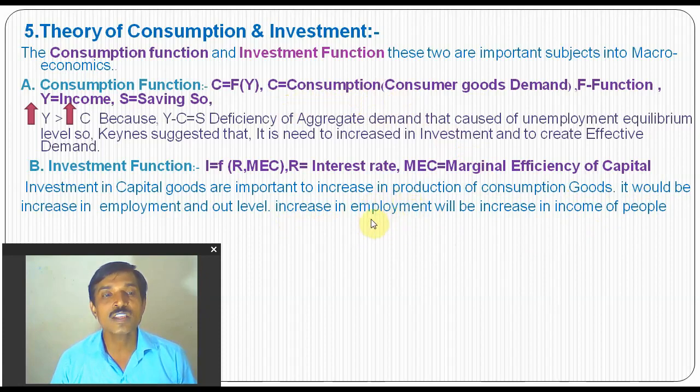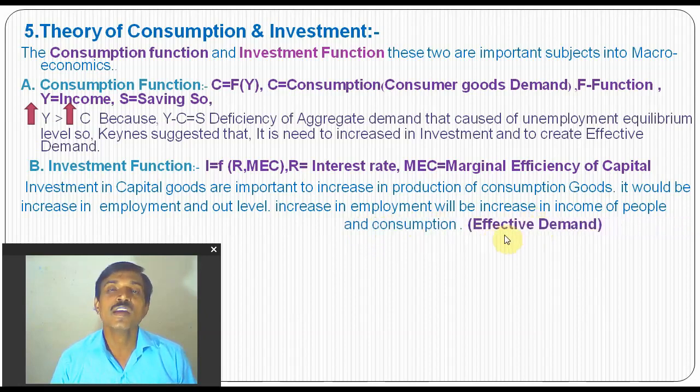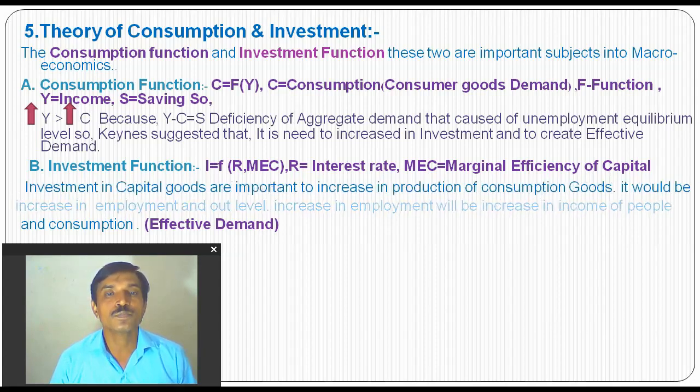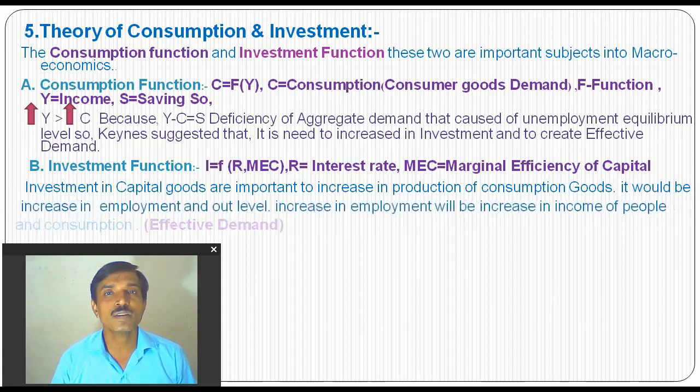Whenever the investment increases, the employment also increases, and the output level increases, and the income of the people and the nation increases, and then consumption increases, and finally increased consumption means increased effective demand. So increase in effective demand removes the unemployment and deflation problem, and we need the study of the consumption function and investment function. So the theory of consumption and investment is included in the subject matter of macroeconomics. So the next part is the theory of consumption and investment.